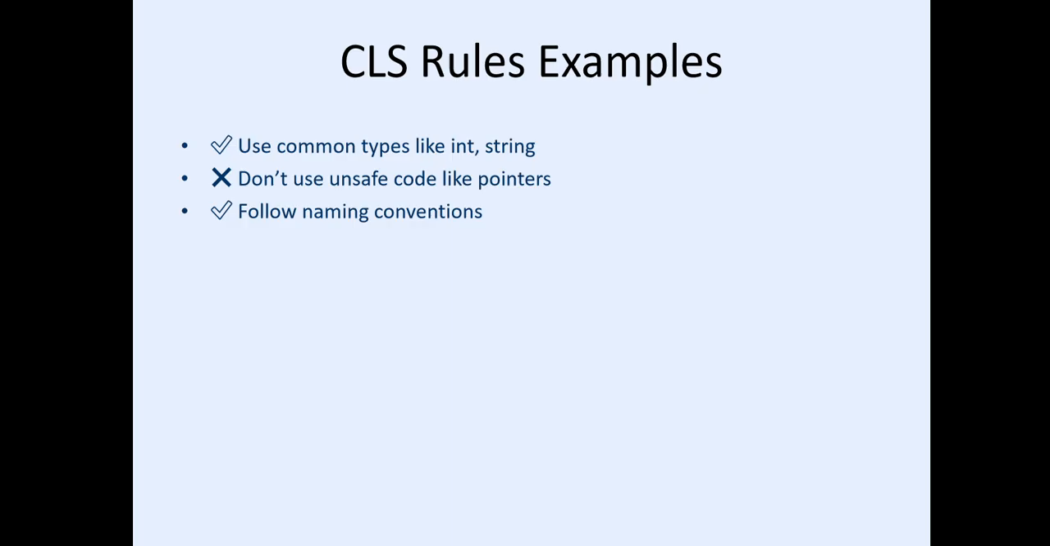CLS rules, I will explain with one example. Use common types like int and string. Don't use unsafe code like pointers. Pointers are a feature in languages like C and C++. So here, don't use pointers in safe code. Follow naming conventions: class names as well as method names must follow the naming convention.